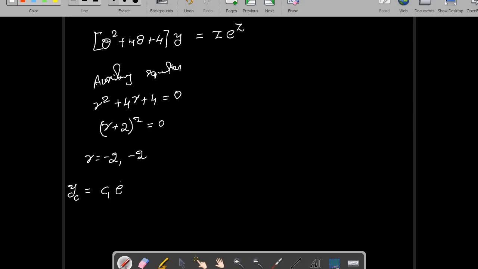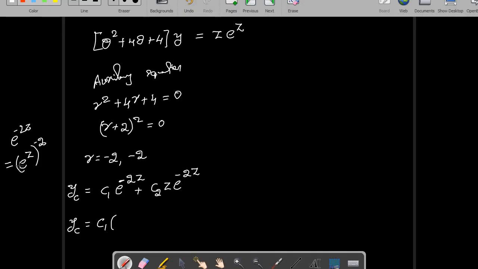c1 into e power minus 2z. We should write z here. Why? Because this is with constant coefficients in terms of z, not in terms of x. Plus c2 into z into e power minus 2z. And again we need to convert this in terms of x. Therefore the complementary function is c1 into e power minus 2z. I can write it like this: e power z whole power minus 2.